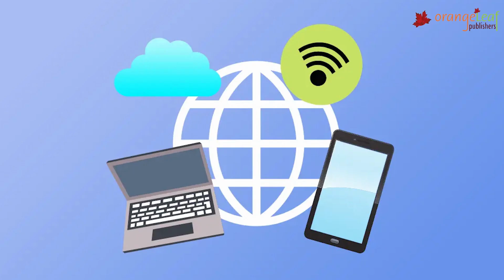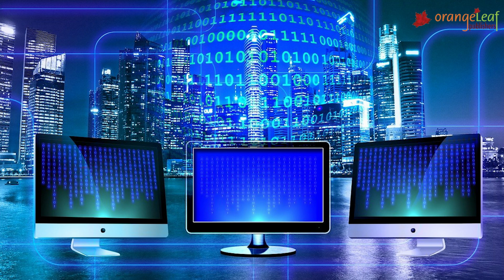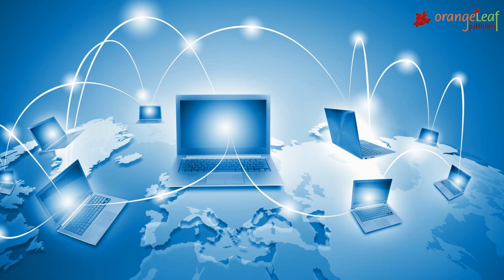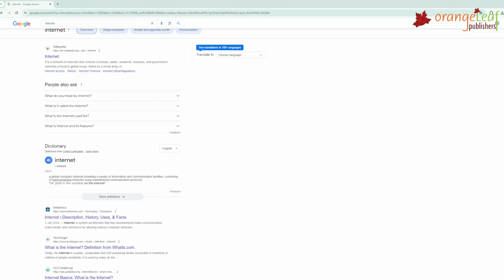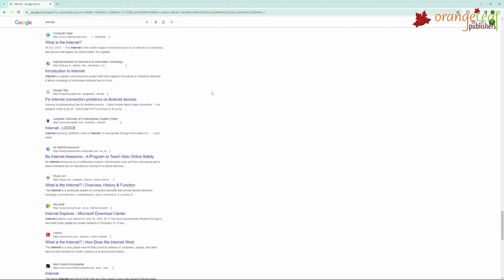Introduction. The term Internet stands for Interconnected Network. It is the biggest network that connects millions of computers globally. It allows us to access and share information over the network. There are billions of websites on the internet that provide information. These websites have pages that are related to one another.